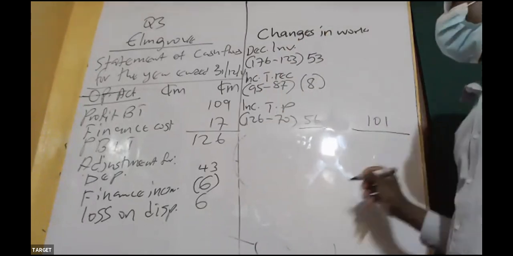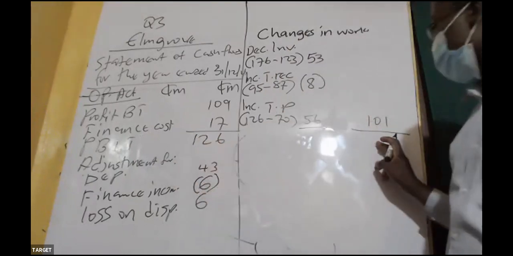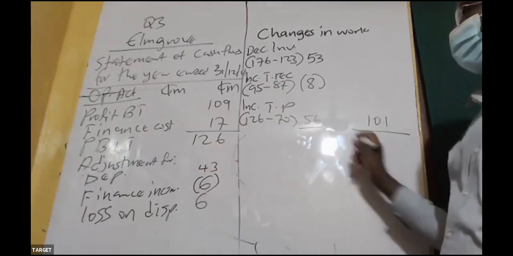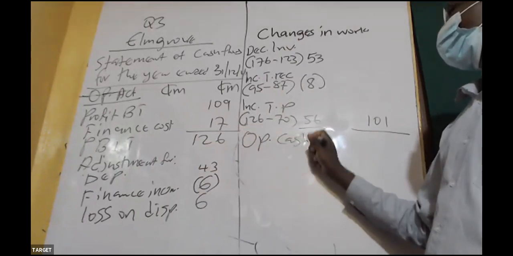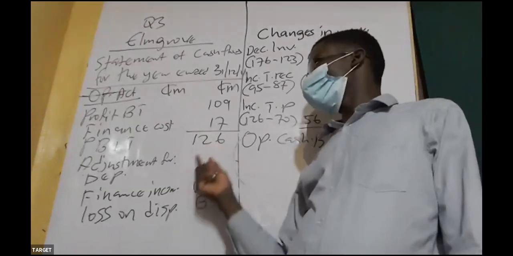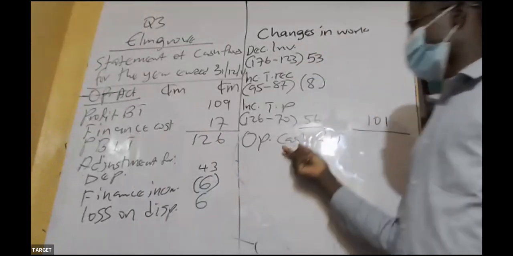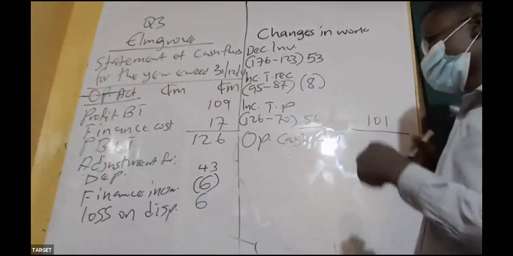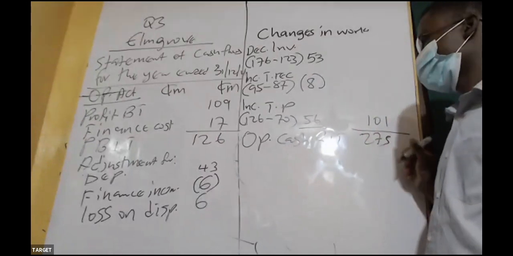Now add all, starting from the profit before interest and tax, coming down. The answer, we call it operating cash flow before interest and tax. 270. So that means we've been able to adjust the profit well to arrive at cash. What good news. So the answer is 270.